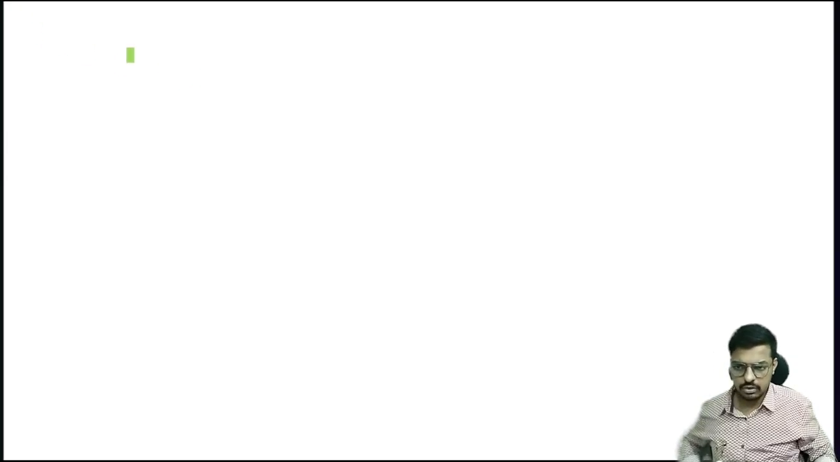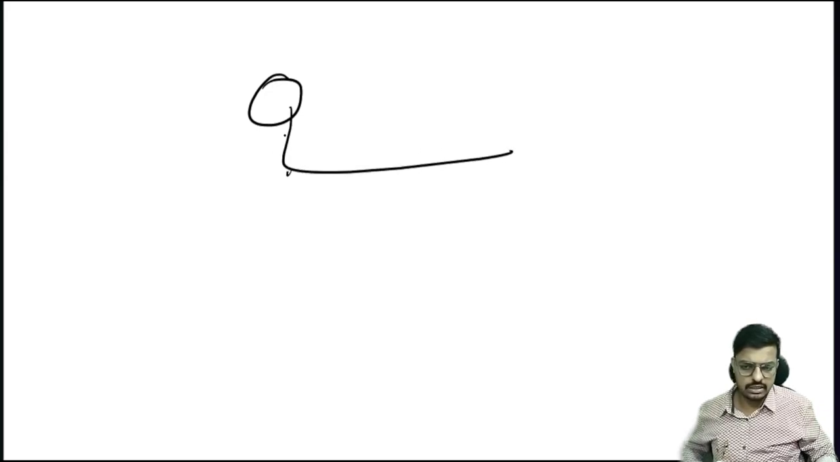Let me clear the concept on this whoosh test and bubble test. Okay, so consider this is a patient who is lying here, and I have just inserted the tube. Consider this one is the stomach.